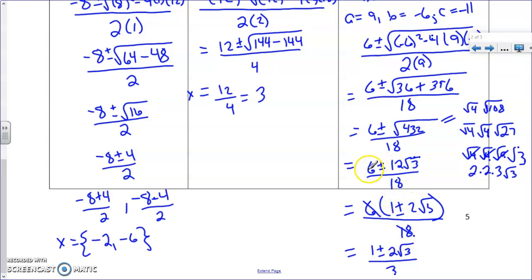Just a word of caution, if this 6 would not go into all 3 terms, you could not just simplify the 6 and 18. It has to go into all 3 terms. Okay?